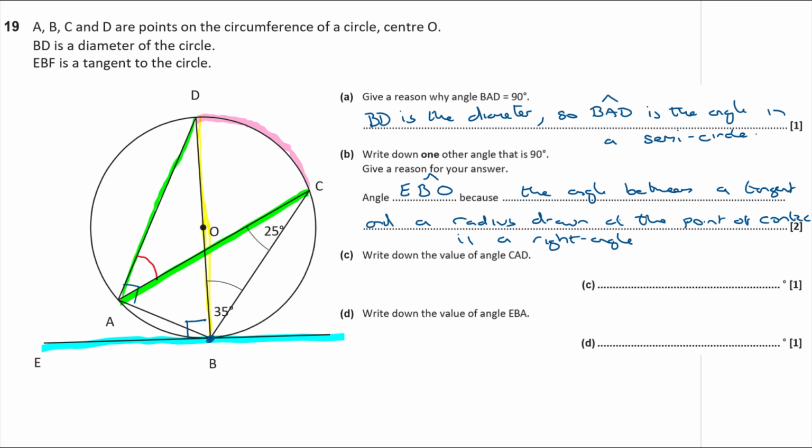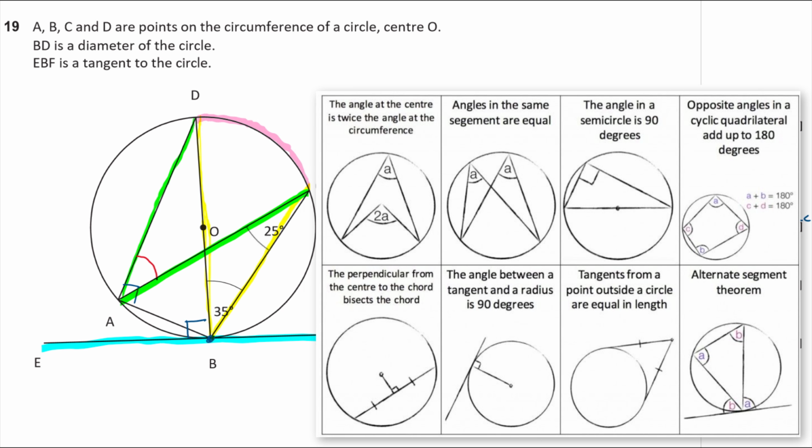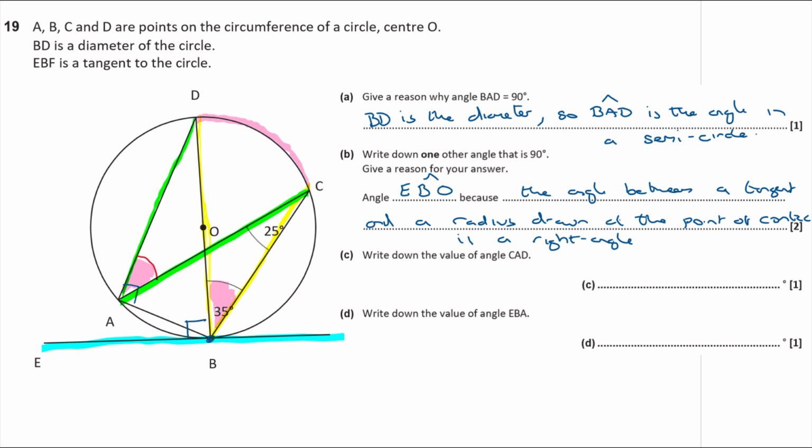this angle here, DBC, is also subtended from that same arc. So that means that this angle here, the 36 degrees, must be equal to this one over here. Okay, because they're subtended from the same arc. So write down the value of CAD, must be 35.